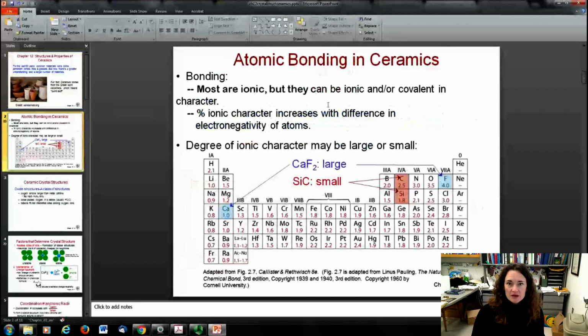Now, for the atomic bonding in ceramics, most of it's ionic in character. For those who have a large difference in the electronegativity, like a calcium fluoride, you have a large ionic character, as we discussed earlier in this semester. However, there are some ceramics made of things like carbon and silicon, which have small differences in electronegativities and have therefore a larger percent covalent character. However, most are ionic in character.